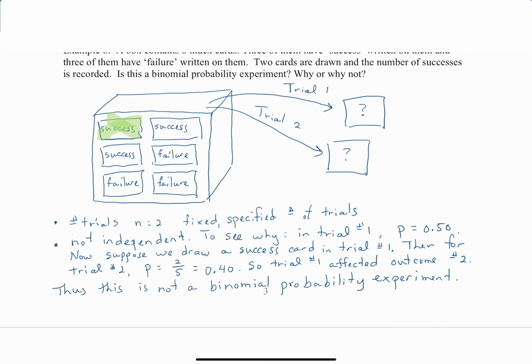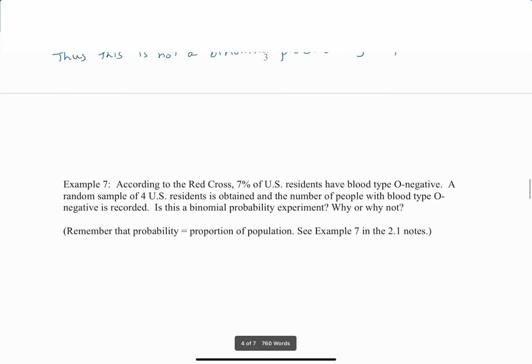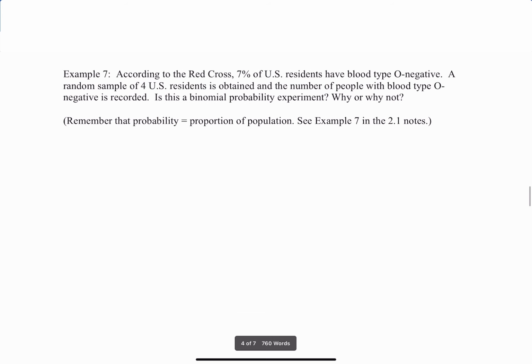I've got one more example for you. According to the Red Cross, 7% of U.S. residents have blood type O negative. A random sample of 4 U.S. residents is obtained, and the number of people with blood type O negative is recorded. Is this a binomial probability experiment? Why or why not? First of all, number of trials.